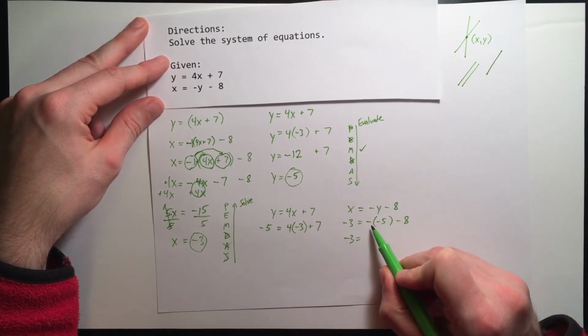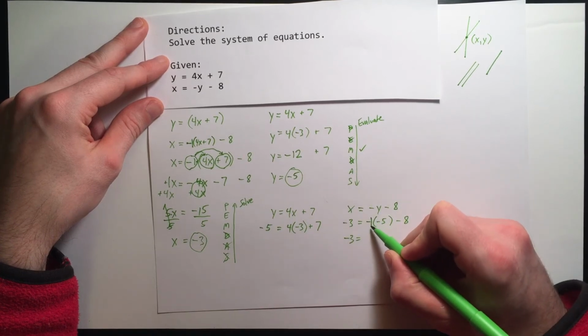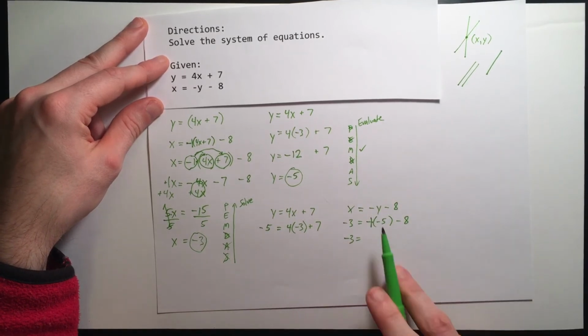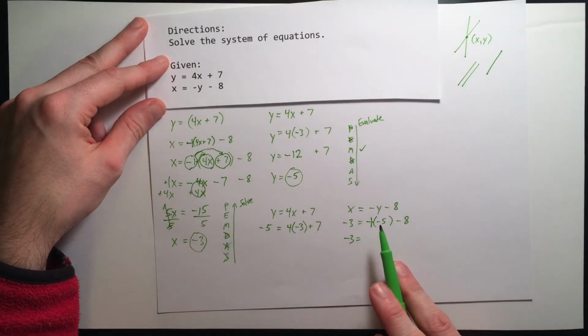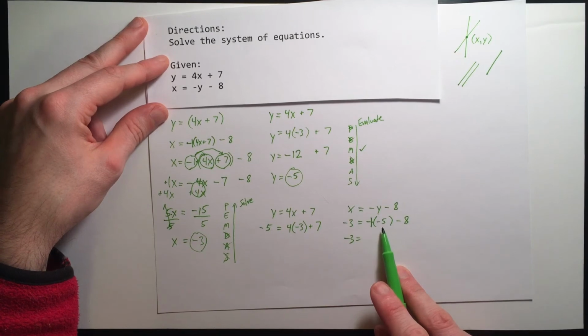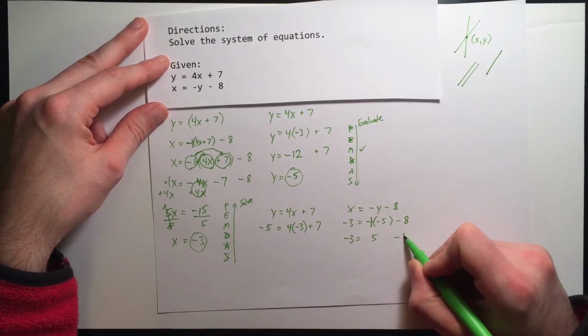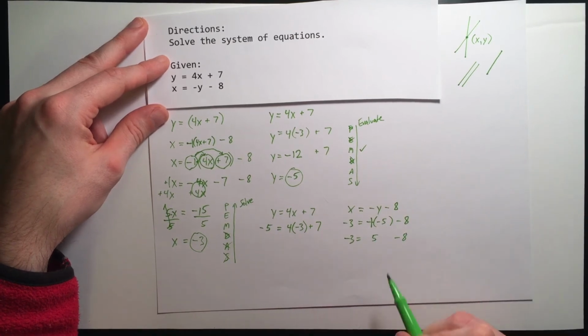And remember that this is not subtraction, this is multiplication, and because we've got this invisible 1 times. Right? So whenever there's not a number, it's a 1. And so it's a negative 1 times a negative 5, and a negative times a negative makes a positive, and a 1 times a 5 makes a 5. Now 5 minus 8 makes negative 3.